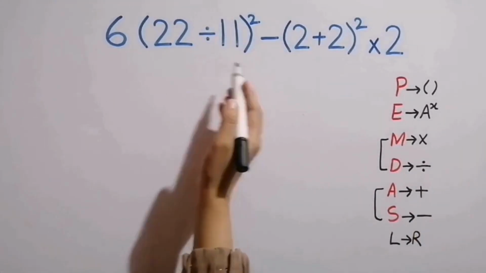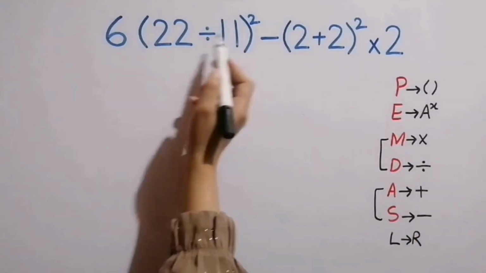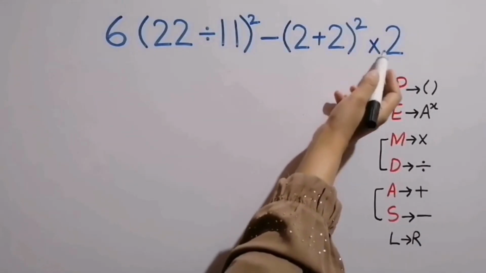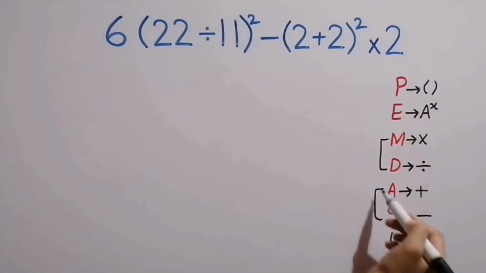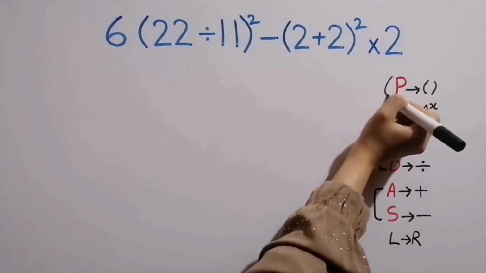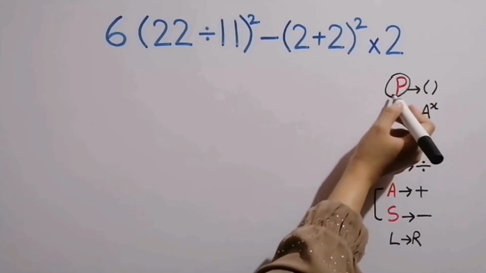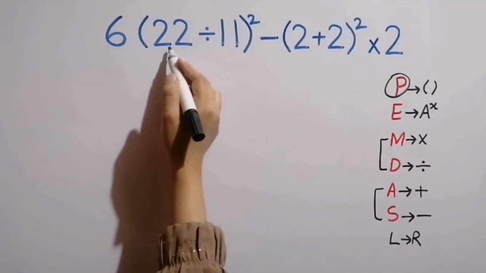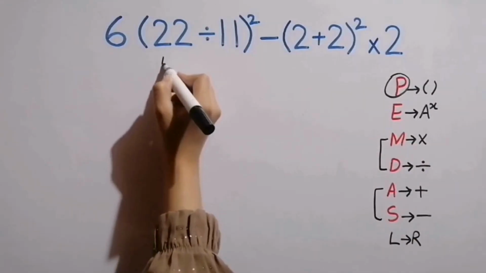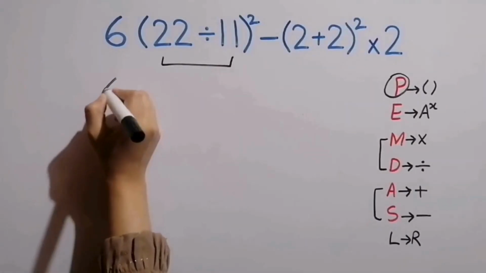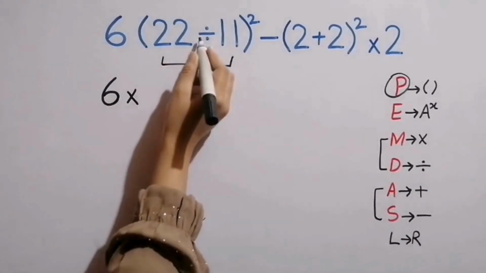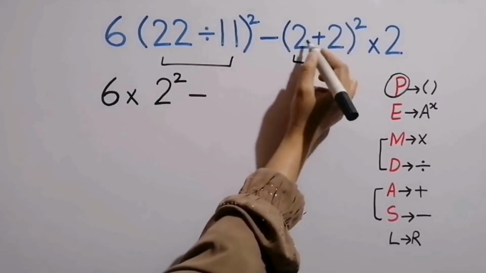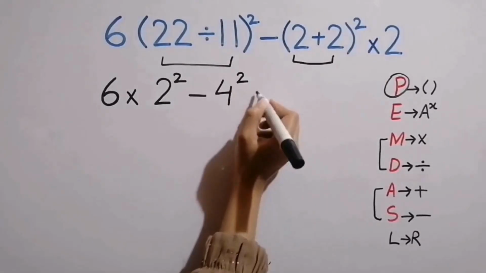As you can see on the screen and in this expression, first we have parentheses whole to the power of 2 minus then again parentheses whole to the power of 2 and finally multiply 2. According to the PEMDAS rule, first we simplify the parentheses, because parentheses have higher priority than all other operations. And inside this parentheses we have 22 divided by 11. We simplify this expression as 6 multiply then 22 divided by 11 equals to 2 to the power of 2. Then minus 2 plus 2 equals to 4 to the power of 2 and finally multiply 2.